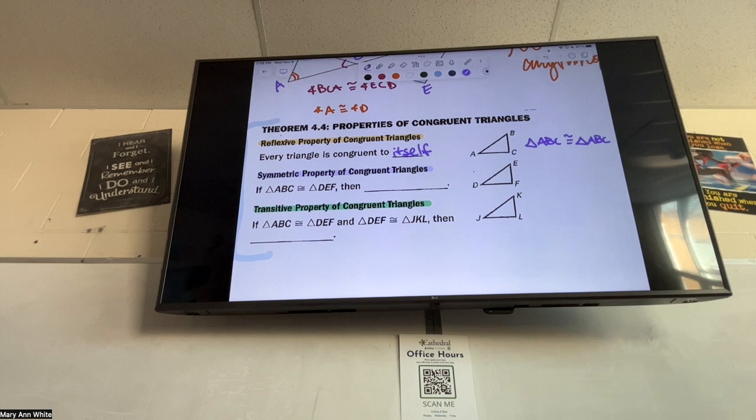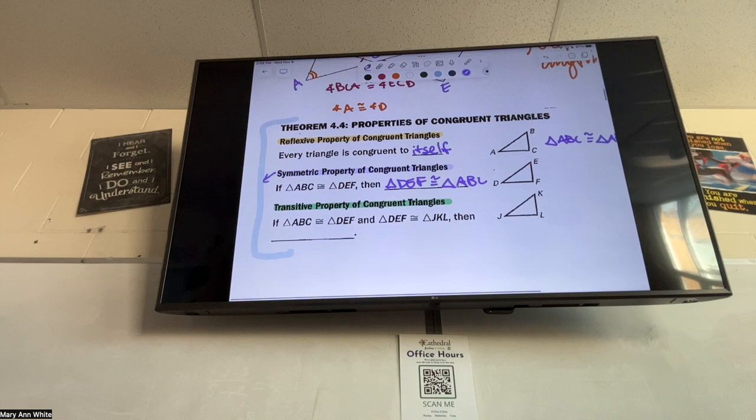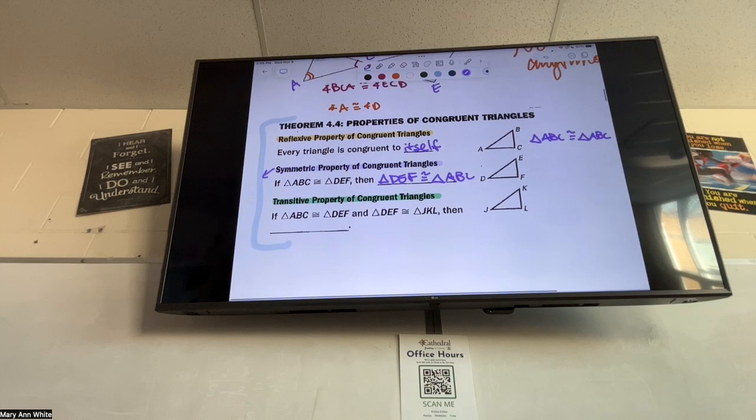Okay. The next one's symmetric. It says if triangle ABC is congruent to triangle DEF, then what would the symmetric property do? Flip them. So what would I say? Good. Triangle DEF is congruent to triangle ABC. So we can just flip them. I may even use the word switch instead of flip because symmetric also starts with an S. So symmetric, switch, or flip, whatever word works for you.